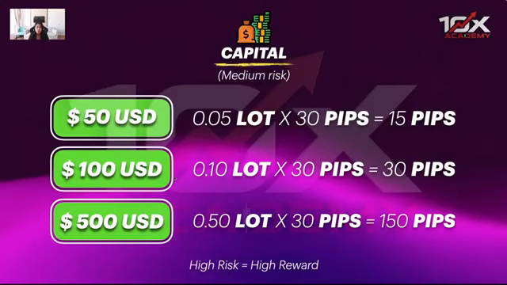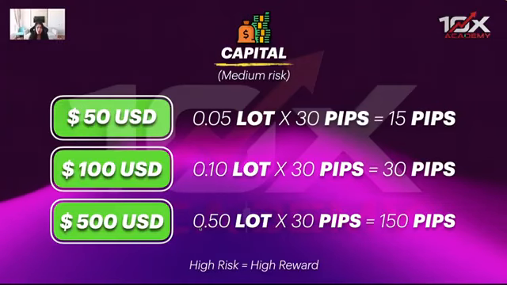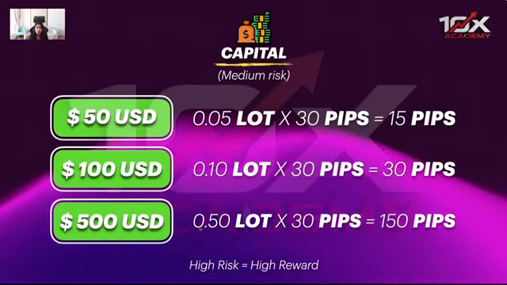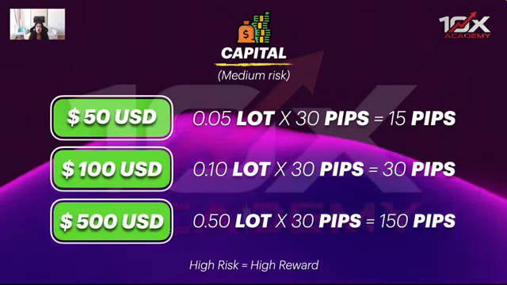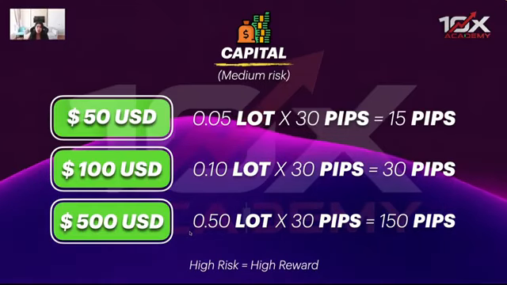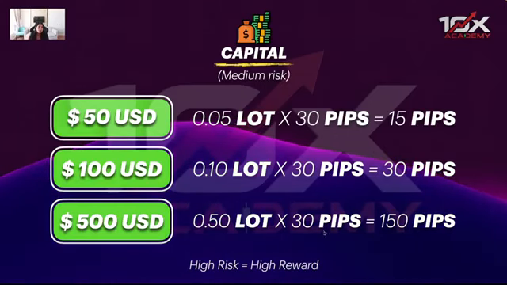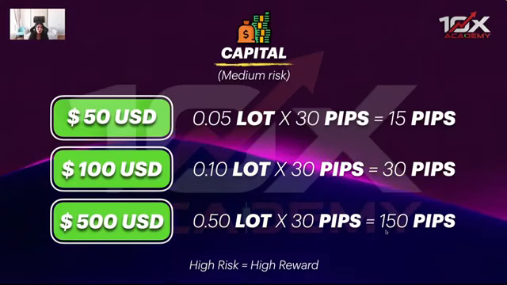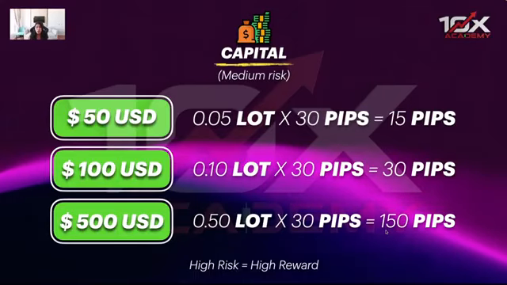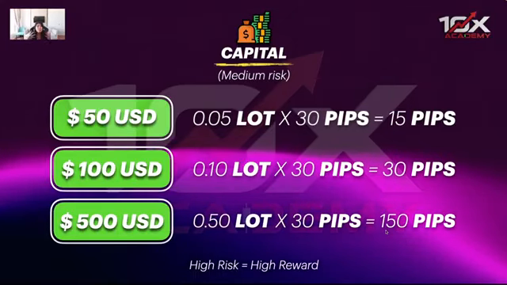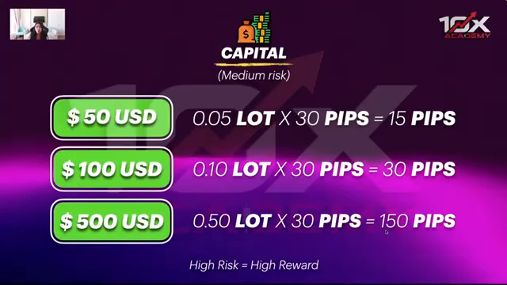Now let's say you deposit 500 US dollars. You can lay even more. So the bigger your capital, the bigger your reward will be. Why? Because you get to lay more. And if the price hits TP, let's say for 500 US dollars, you get to lay up to 0.50 lot size times 30 pips. You get to enjoy 150 pips. So I hope you understand that the bigger your capital, the bigger your lot size that you can enter, the more you get to enjoy your profits.